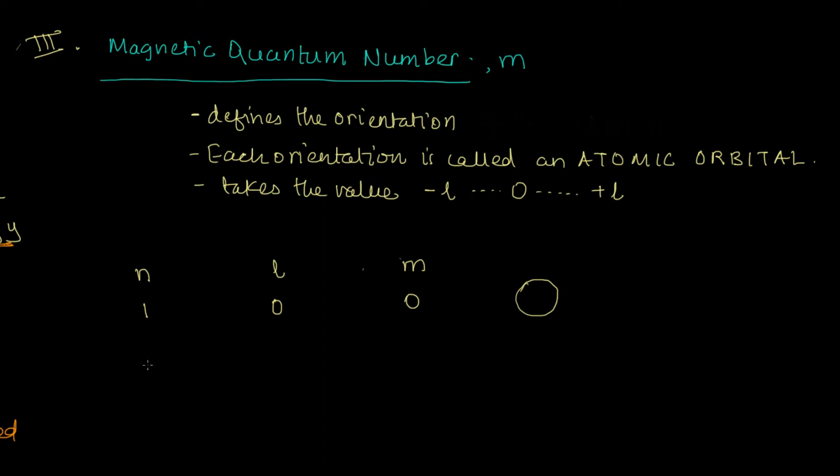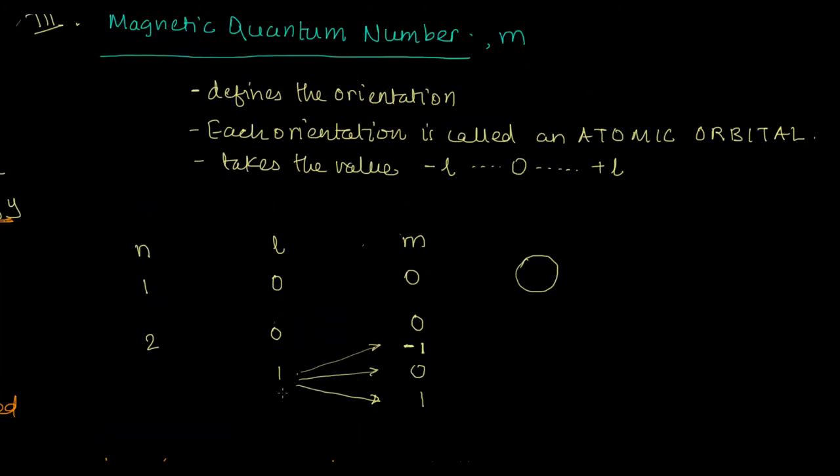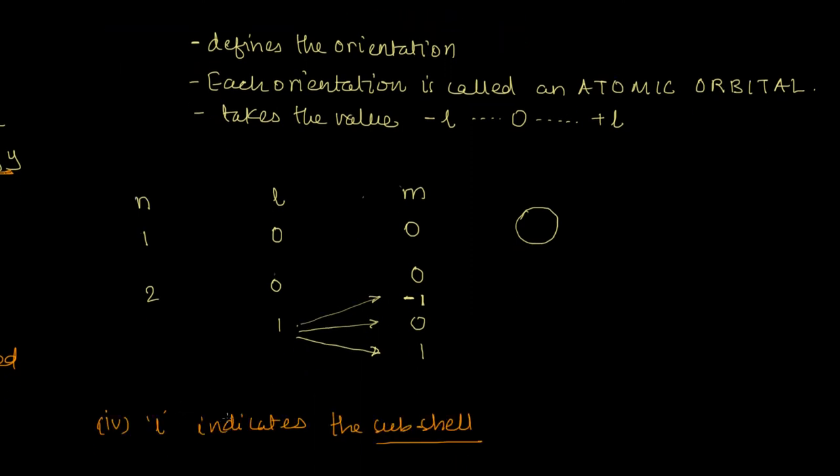Now come to n equal to 2. What is the value of L? The value is 0 and 1. Now for 0, the value of M is 0. But for L equal to 1, there are 3 values. One of them is minus 1. It goes from minus 1, increases once more, and stops at plus 1, so it starts from minus L, goes through 0, stops at plus L. Now we start at N equal to 3.